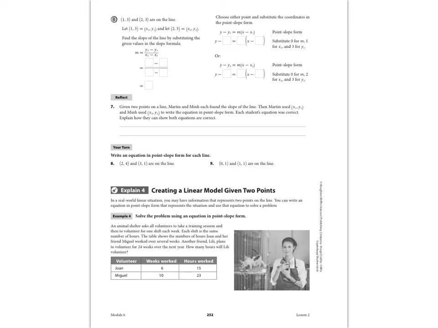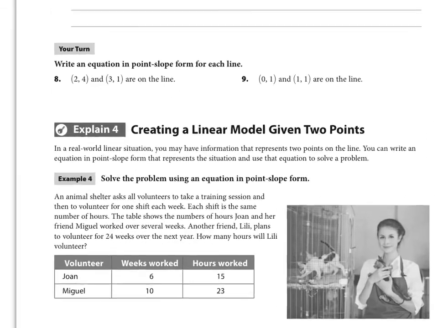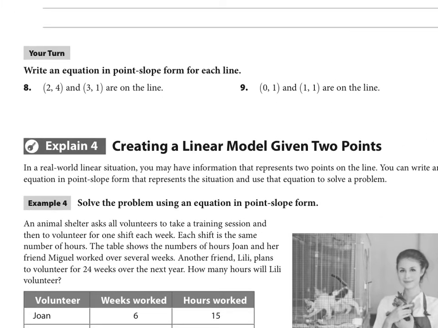And lastly, I'm sorry, I think we might have another example after these two. Number 8, your turn. We're going to write the equation in point-slope form for each line. So both number 8 and number 9 are very similar in that we're going to find the slope first. So to find the slope, we are going to use the slope formula. So I'm going to call this x1 and y1, and the second one x2 and y2.